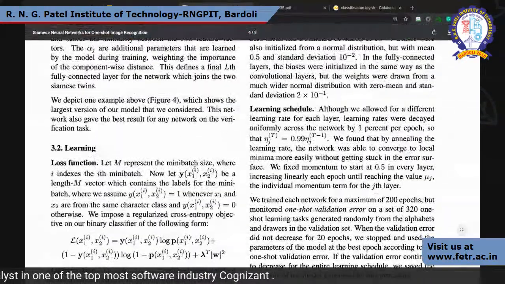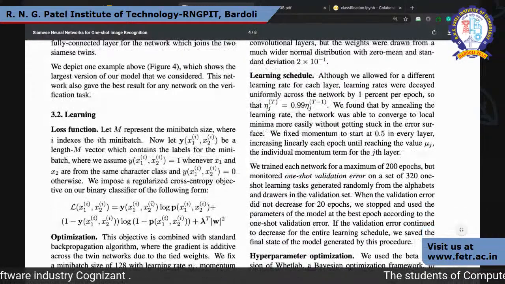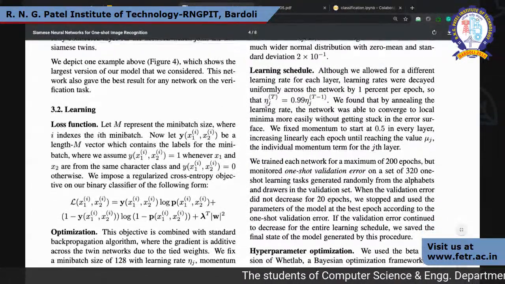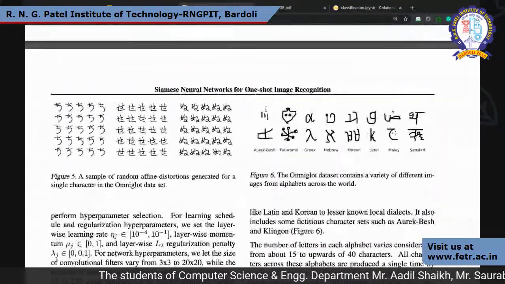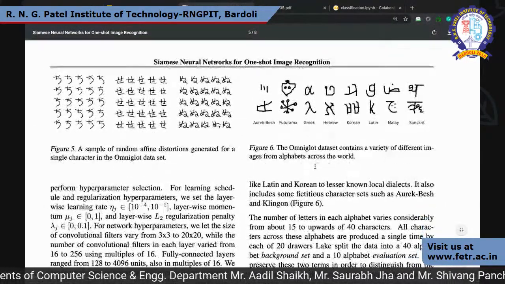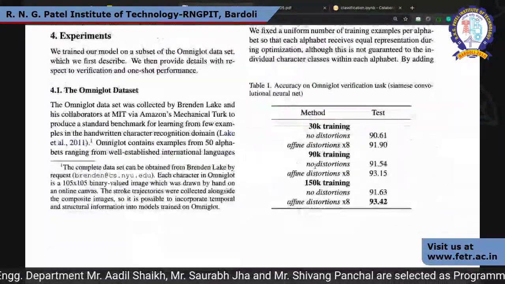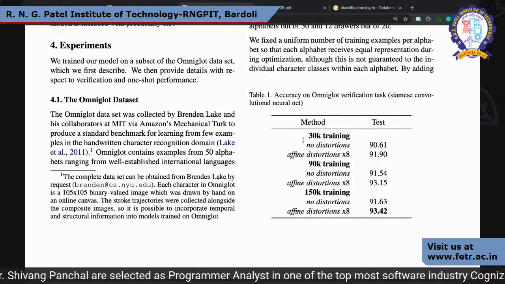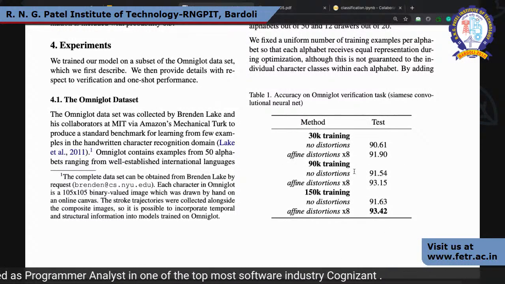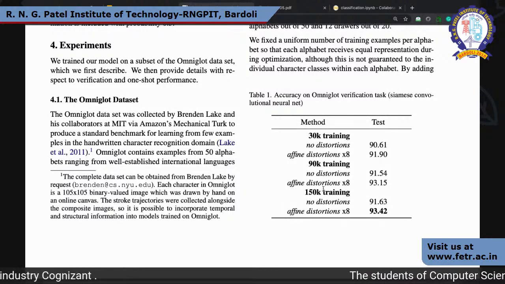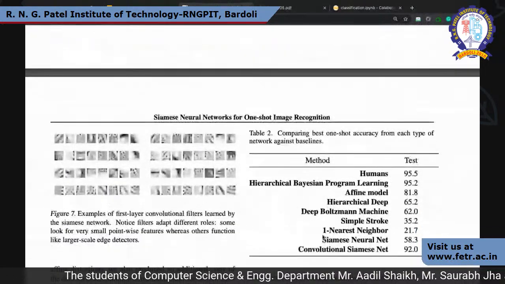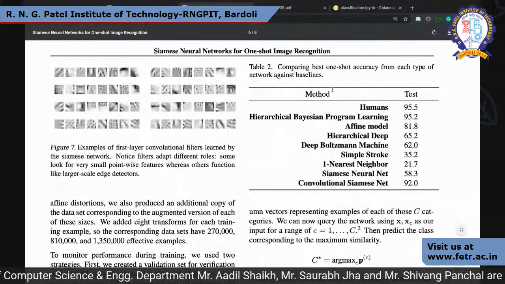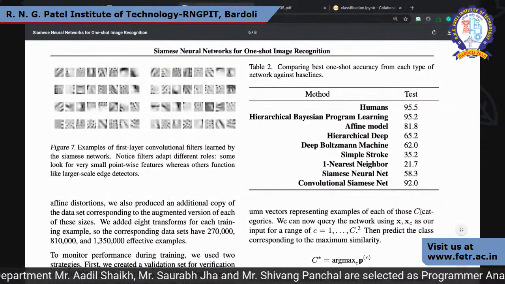You can get the details of the learning, how they did the optimization, what the learning schedule was, what the hyperparameters were, and how the data samples were handled, and so on. Then they defined the accuracy: with 30K training, no distortion, affine distortion, they got 90% accuracy, and with 150K training, they got an accuracy of 93.42, right?